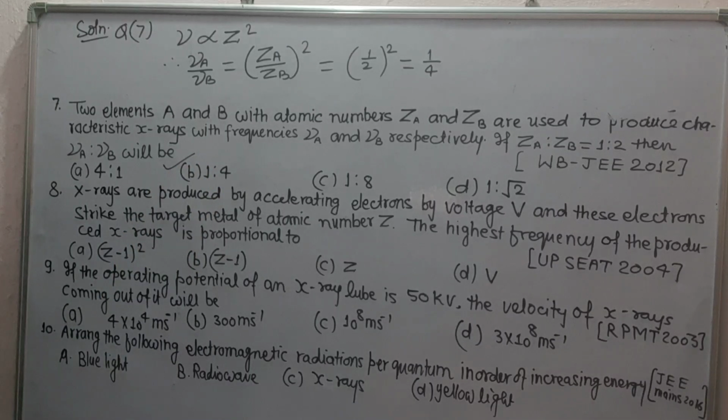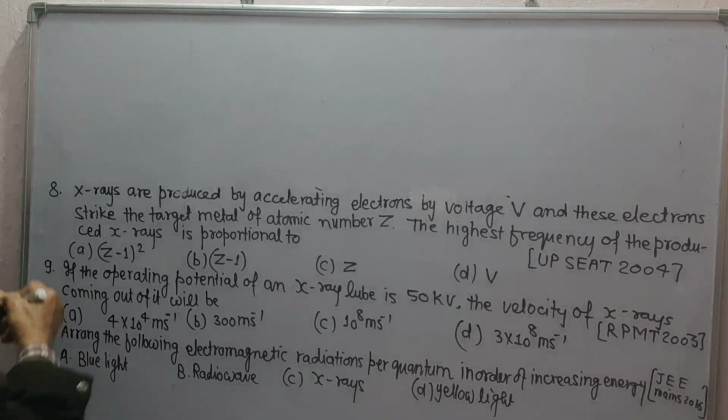Next, question number 8. X-rays are produced by accelerating electrons through voltage V, and these electrons strike a target metal of atomic number Z. The highest frequency of the produced X-rays is proportional to? Solution to question 8.